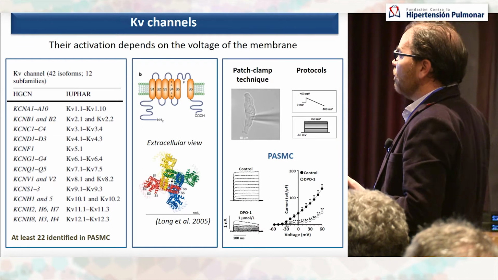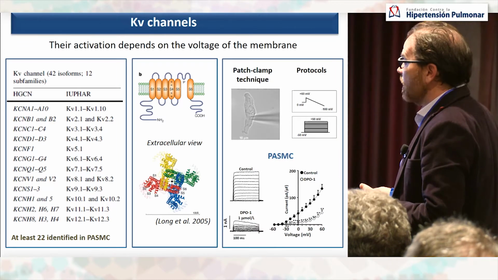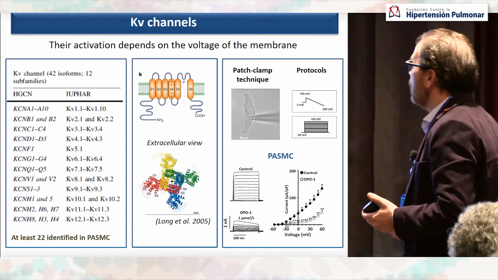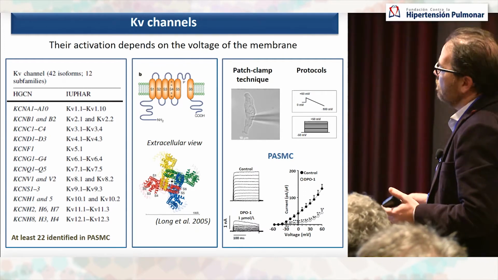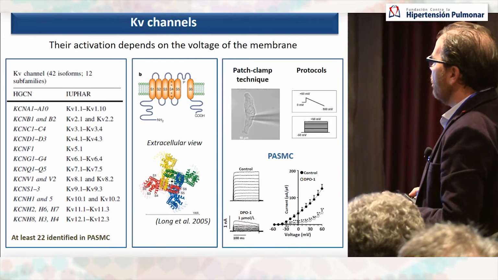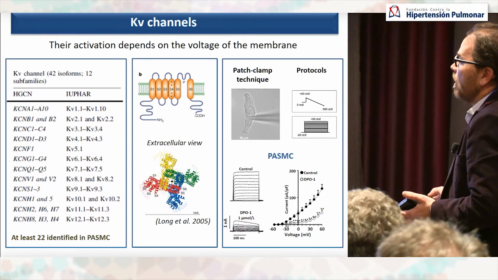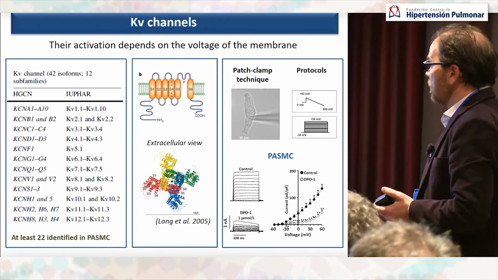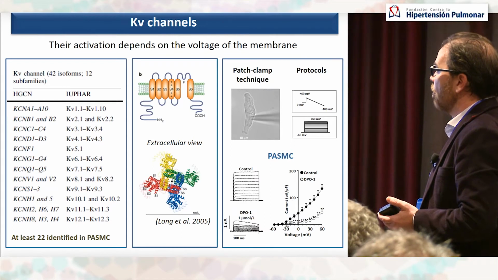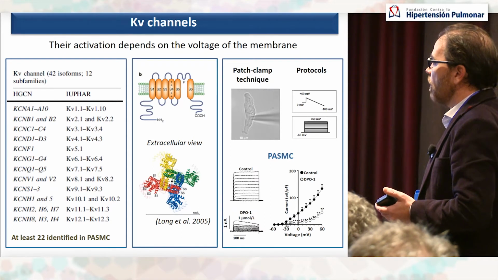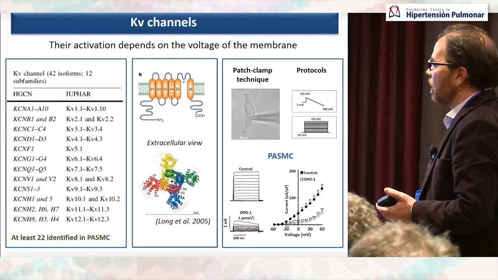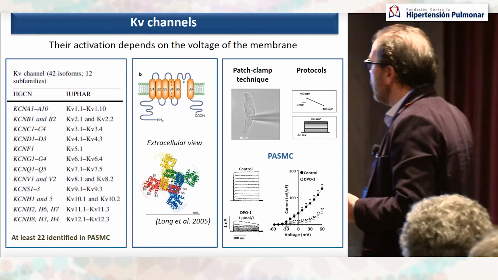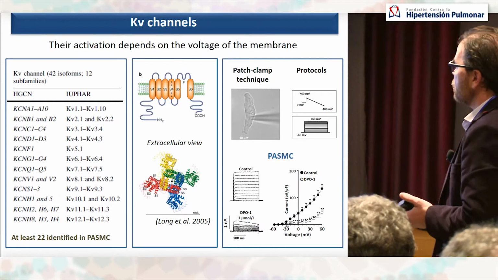One of these families is voltage-dependent potassium channels, which includes, as you can see, a lot of different members. And potassium channels, just to remind you, are composed of the association of several proteins. Kv channels are formed by the association of 4 alpha subunits, which form a pore, and that is where potassium flows.